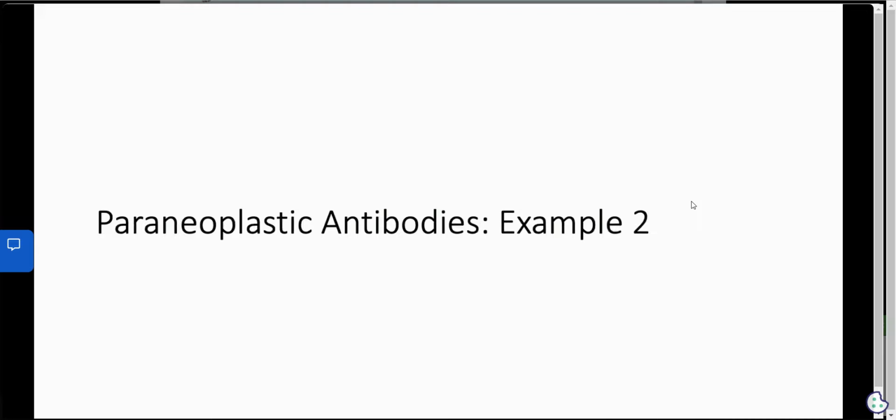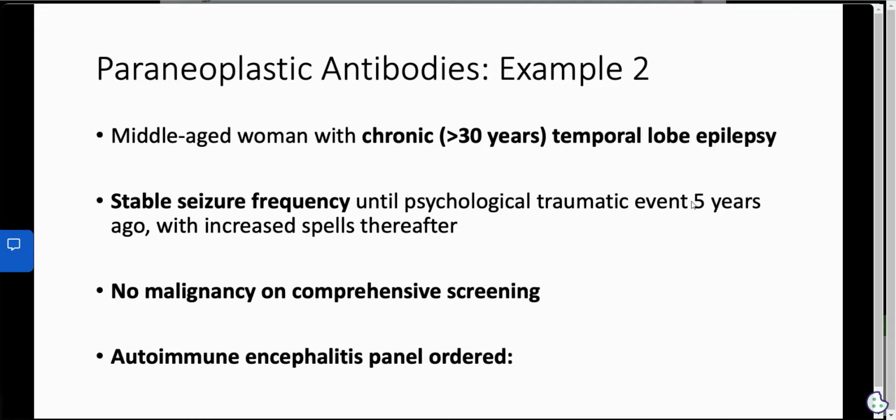Now, as a contrasting example, the next patient here is a middle-aged woman with a chronic, over 30-year history of temporal lobe epilepsy. Her seizure history was very stable up until a psychologically traumatic event about 5 years ago, with increased spells thereafter. No malignancy was found, and she had an autoimmune encephalitis panel ordered for refractory temporal lobe epilepsy.